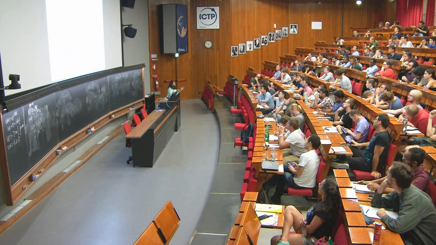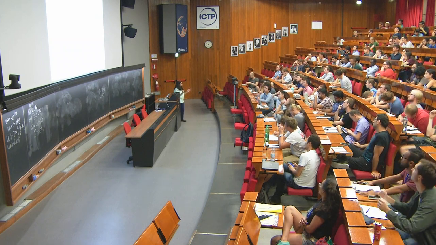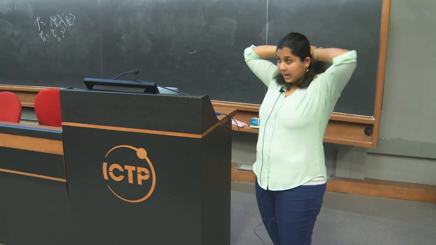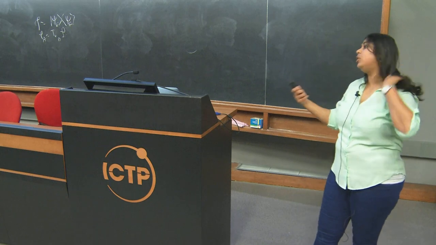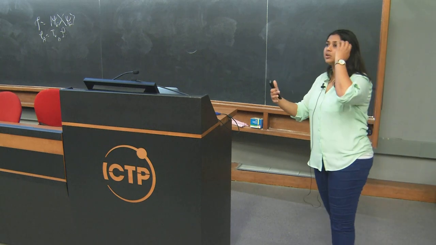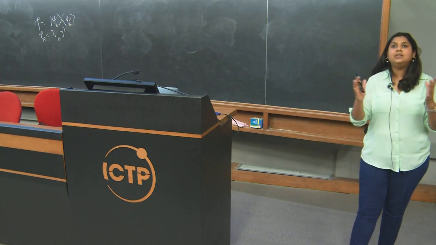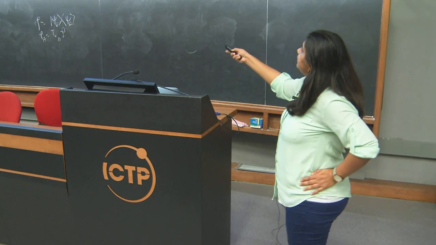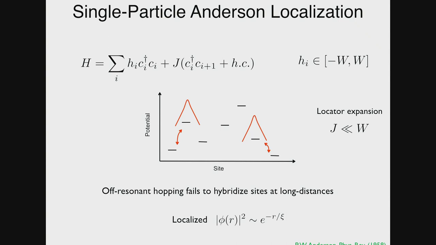So first let's do the single particle case, which is no interactions. This is what Anderson solved in '58. Anderson was really thinking about a many-body problem. You could tell from that introduction that I read out earlier that he had this many-body system in mind, but this is what he solved. Here we just have this problem of fermions hopping on this lattice. There's this on-site potential which varies widely from site to site, and you can do what's called a locator expansion.